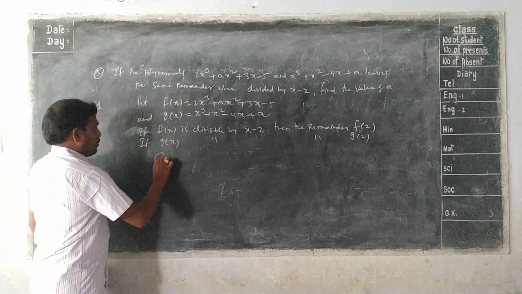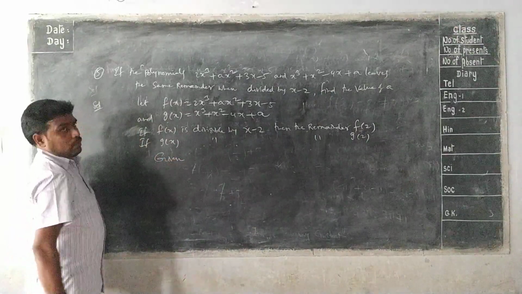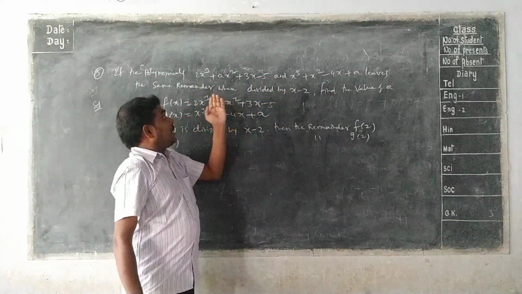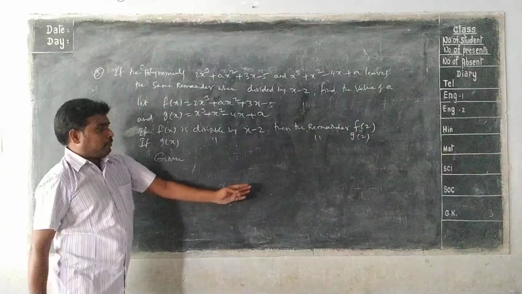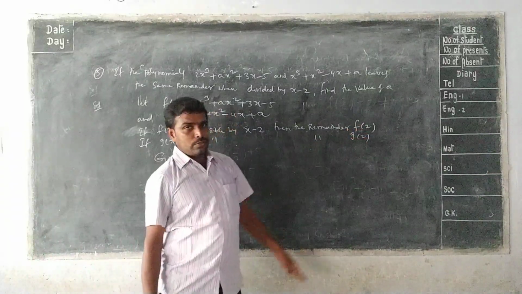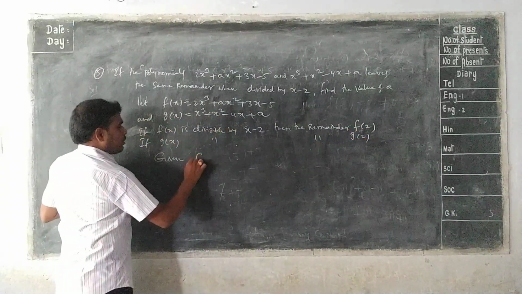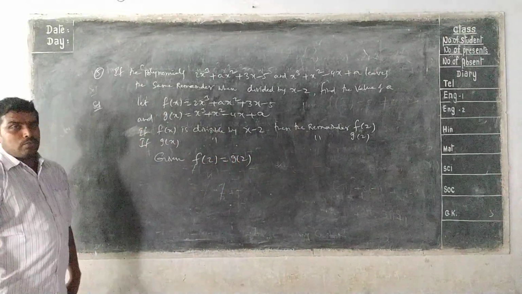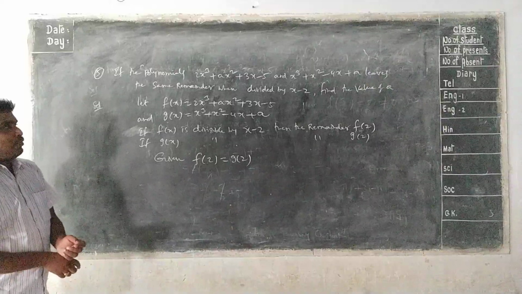Given, if these two polynomials are divided by x minus 2, the remainders are the same. So what are the remainders here? f of 2, g of 2. So given f of 2 equal to g of 2. Now you have to find the value of a.